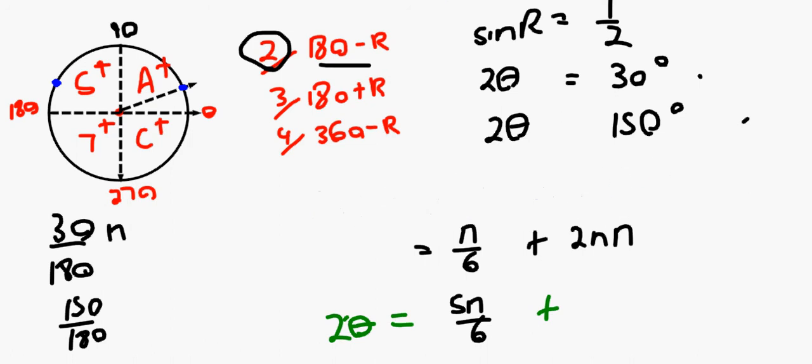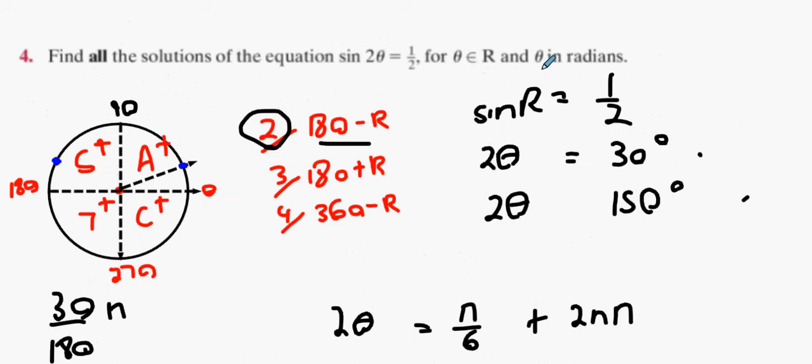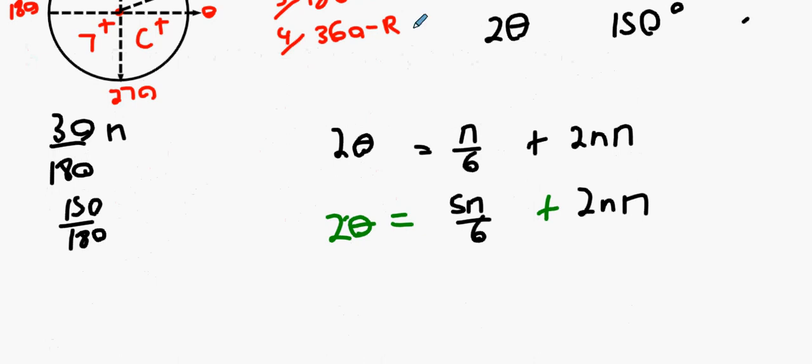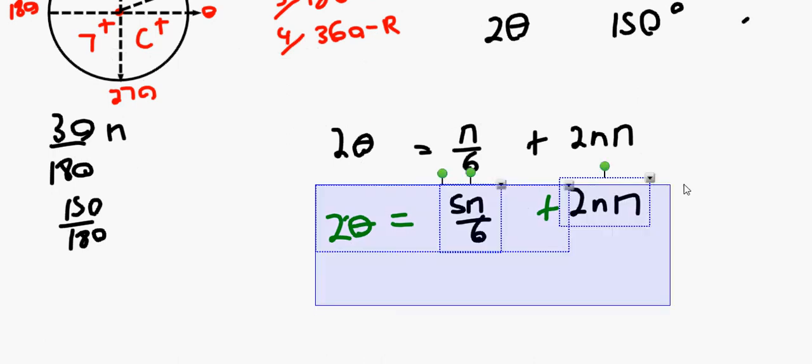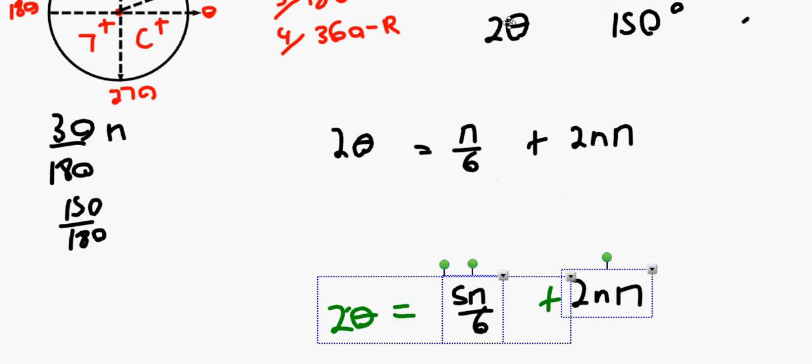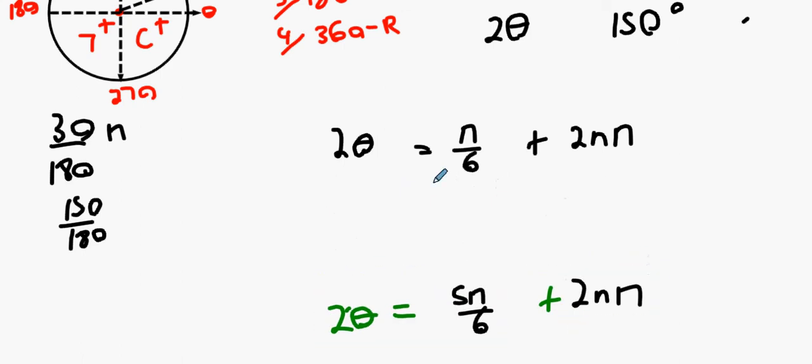Now, have I got the answer as I want it? If you reread the question, what does it want from me? It wants the answer for theta. It doesn't want the answer for 2 theta. So what do I need to do with the 2's? Divide by 2, and what do we get? Pi over 12. 2n pi divided by 2. Yeah. And this one here?